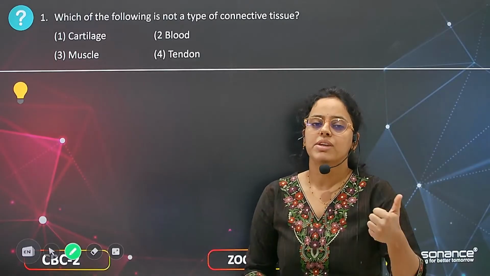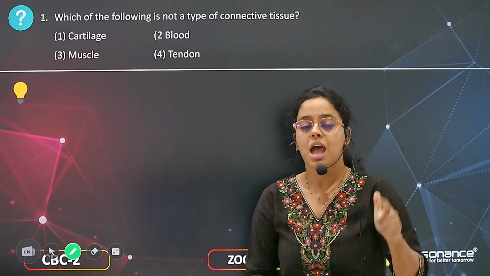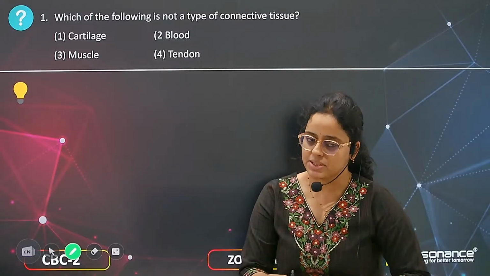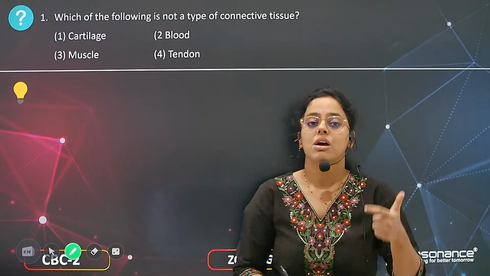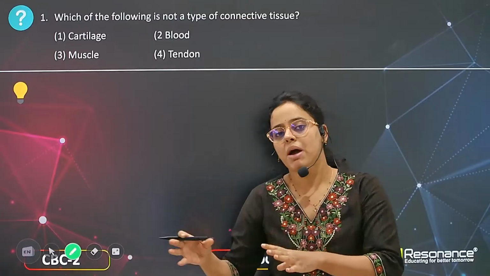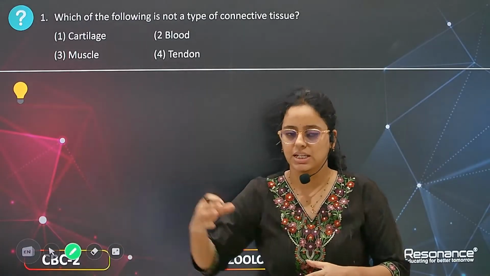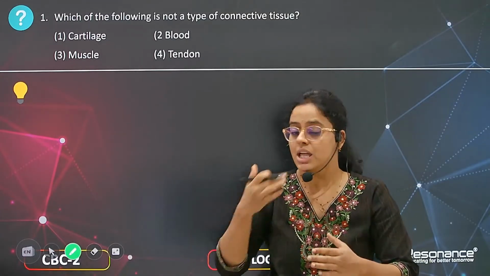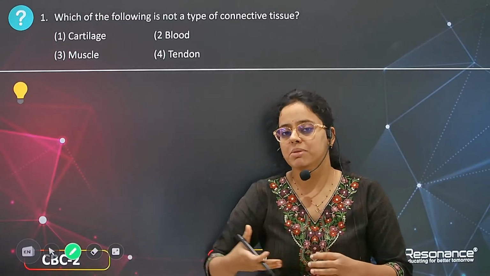Epithelial tissue has two types: simple epithelium and compound epithelium. In simple epithelium we have discussed squamous epithelium, columnar epithelium and ciliated epithelium, right? And in compound epithelium there are stratified and transitional epithelium. Stratified is the one which has a basement membrane, right? And in transitional epithelium the basement membrane is absent.